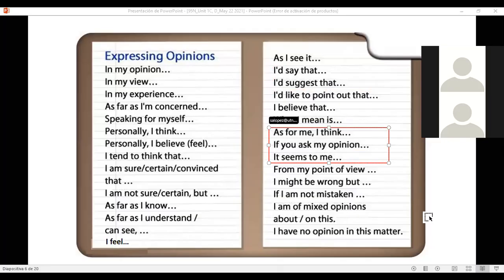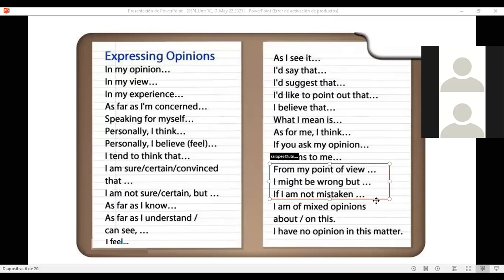Let's move to the next three. Help me reading this one, please. Priscilla, can you help me reading them? As for me, I think, if you ask my opinion, it seems to me. Exactly. As for me, I think, de mi parte, yo creo que, if you ask my opinion, this one is a good one. Sí, esta es una muy buena frase. Si me preguntan mi opinión, y pues podemos añadir lo que pensamos. And it seems to me, me parece que, that's a good one too.